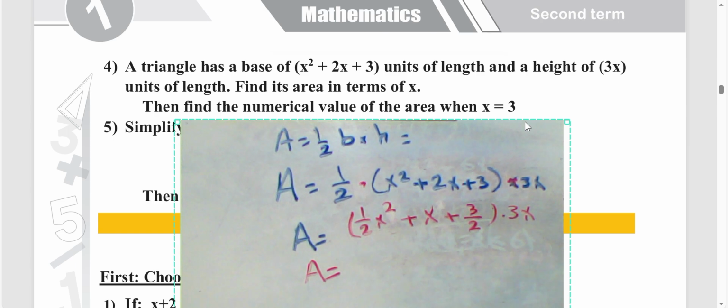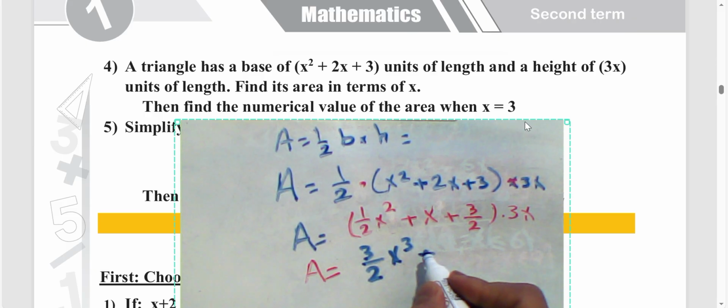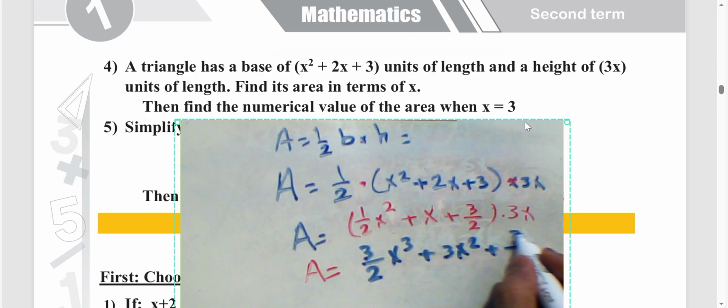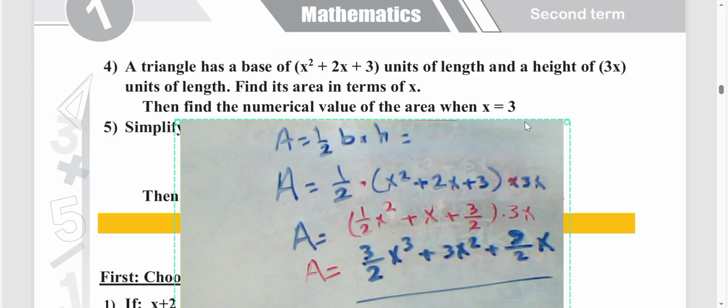To find the answer, we have half x power 2 times 3x it will be 3 over 2 x power 2 times x will be x power 3, plus x times 3x it will be 3x power 2, plus 3 over 2 multiplied by 3x. 3 times 3 is 9. It will be 9x. The simplest answer for this question.